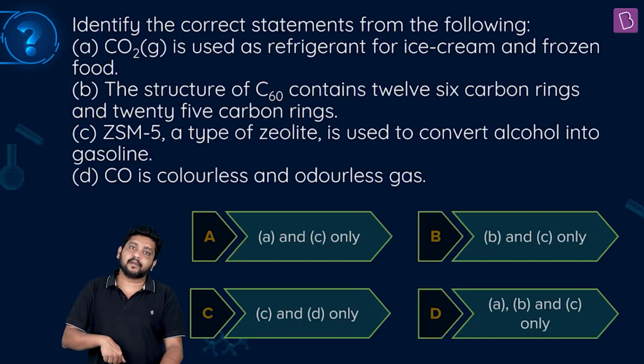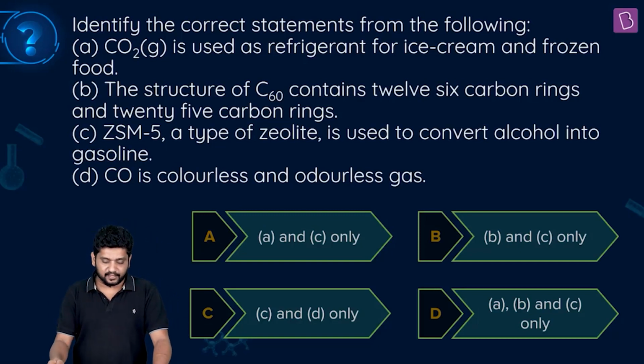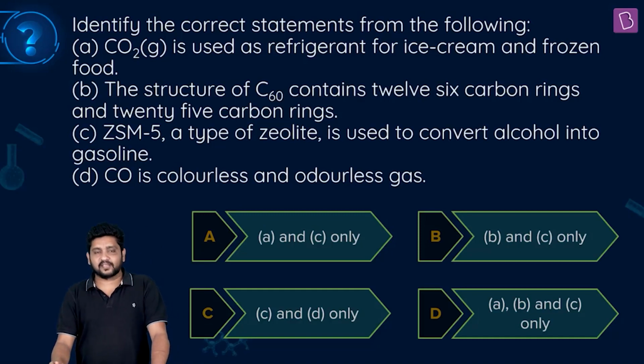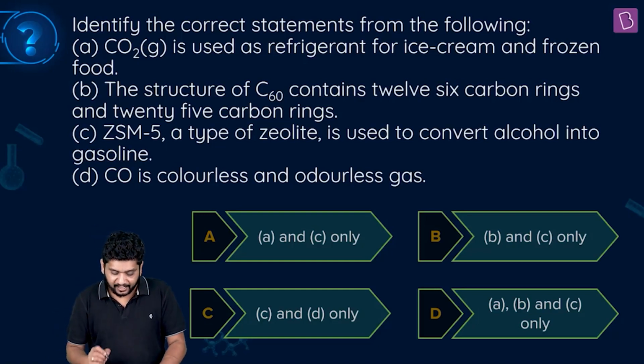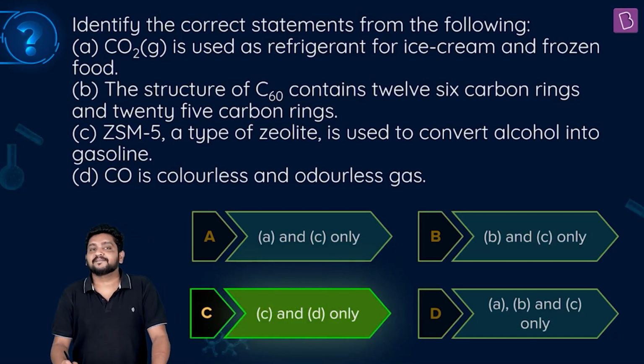Less number will be the 5-member rings and more number will be the 6-member rings. So 20 6-member rings and 12 5-member rings. ZSM5 converts your alcohol, methanol, into gasoline and so on. Carbon monoxide is colorless and odorless. So I can see C and D to be true, right? So A and B are both wrong, right? So looking at the options, we can see that option C, which says C and D only, is the correct answer to our question.